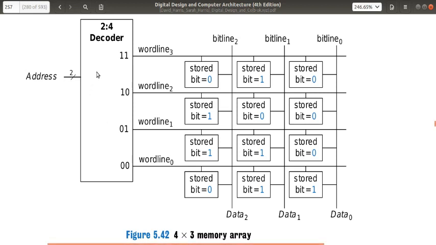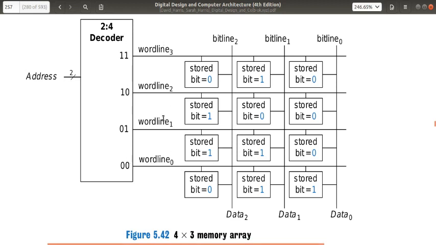Because this is a decoder, if you select line 10, every other line will be deselected, right? So that means all these will be inactive, these won't be selected, only the bits connected to this particular word line will be selected. And once they are selected, how do you read or write the data? We use the bit line, right? Use the bit line.